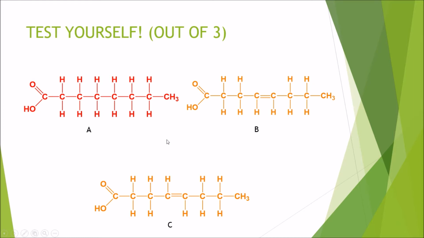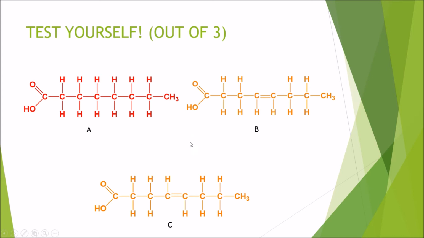Question 2, which of these, A, B, or C, is a cis fatty acid? The answer is B, because it's got both of the hydrogens on the same side of the carbon-to-carbon double bond. And question 3, which of these 3 will have a higher melting point, A, B, or C? The answer is A, because these can stack easily on each other, get packed nice and tightly together, and have strong intermolecular forces between each other.